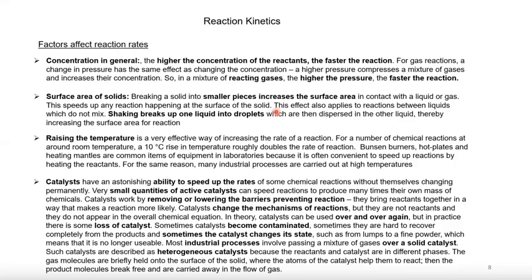So there are 3 factors we are talking about now. One is concentration, another is surface area of solids, another is rising the temperature, and the 4th one is catalyst. I hope you understand what a catalyst is. A catalyst is a substance. It could be a solid, liquid, or gaseous substance, and it speeds up the rate of chemical reactions without being involved in the reaction. And we need a very small amount of catalyst to increase the rate of reaction.